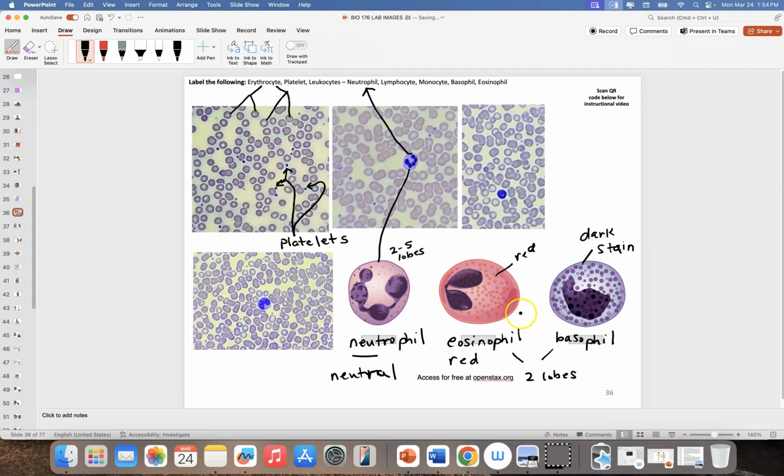And this is where it's important not only to know how the nucleus of each of these cells is going to be unique, but then also be able to look at the cytoplasm so that we can make a determination between our neutrophil, eosinophil, and our basophil.